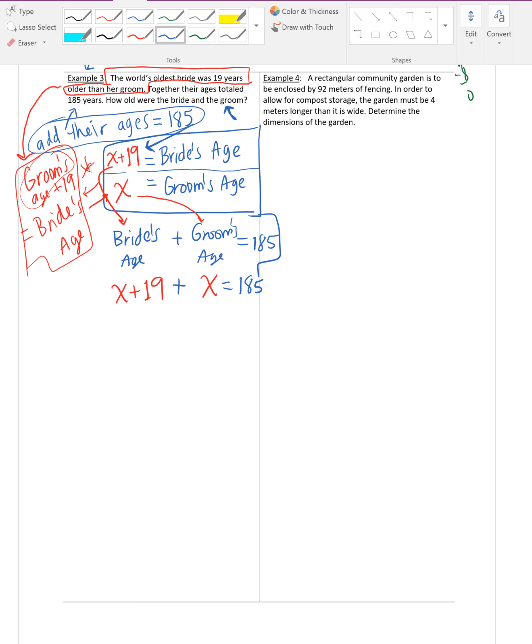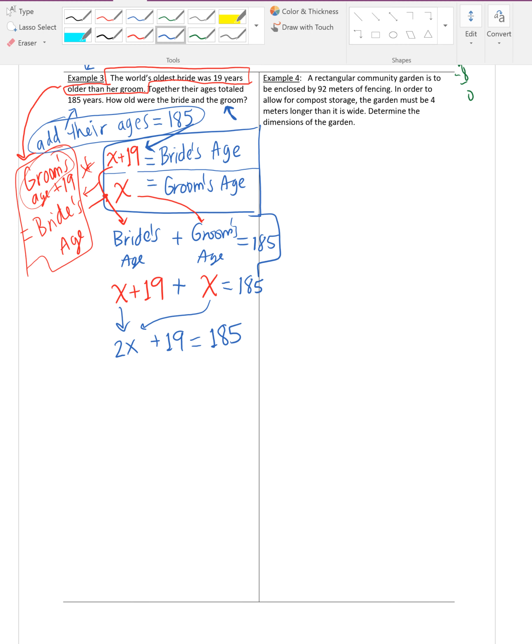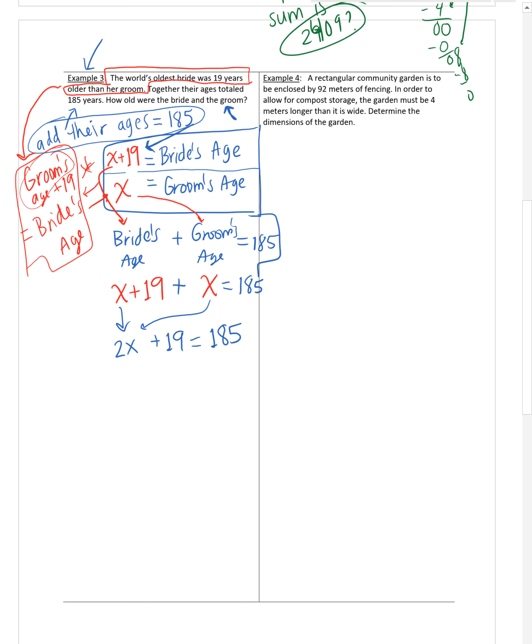Okay, that was a tough one. Now I think we're ready to solve this guy. I'm going to combine like terms here. We got two x's on the same side of the equation. x plus x is 2x. And then we have that 19 as well. It's equal to 185. Okay, looking good. And yeah, now I think if you're anything like me, you'll be amazed at how easy it is from here. It just seems like the whole thing should be difficult, but it's really just the setting up.